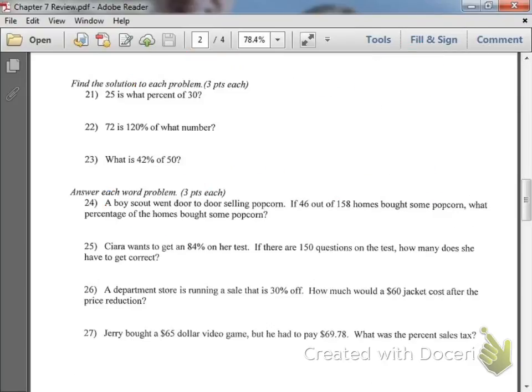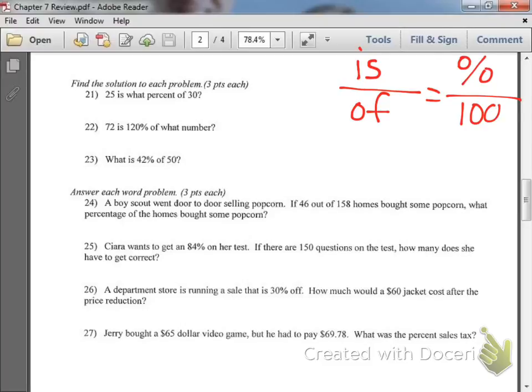All right, starting with 21 all the way to 27, you need the special percent equation: is over of equals percent over 100. You need to have this memorized by tomorrow. We learned an alternative form as well. The is number is like the part. The of number is like the whole thing. So is over of equals percent over 100, or you could think of it as part over whole equals percent over 100.